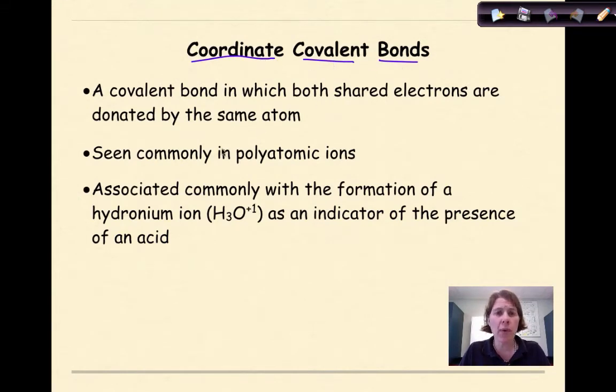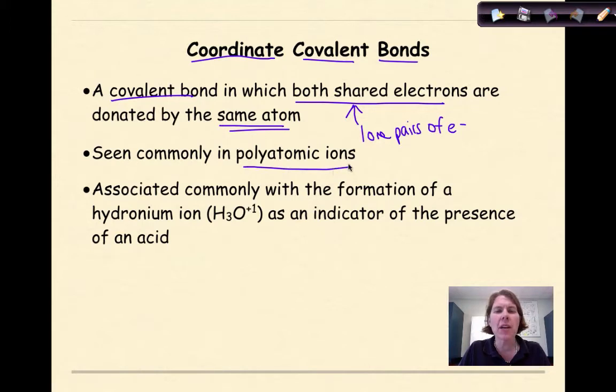A coordinate covalent bond is a covalent bond in which both shared electrons are donated by the same atom. When they say both shared electrons, specifically we're going to be talking about lone pairs of electrons here. We see them commonly in polyatomic ions. Not all polyatomic ions have coordinate covalent bonds, but a good majority that we use in class do.